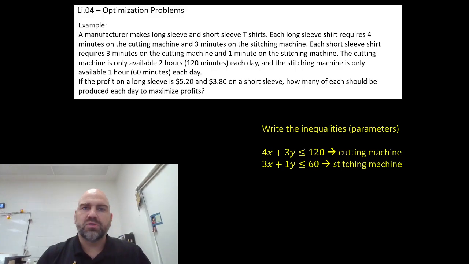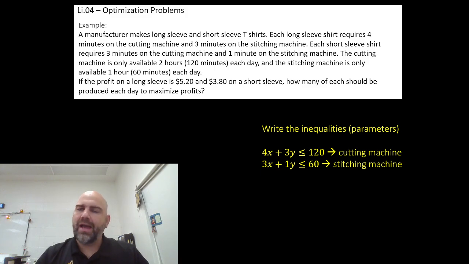And in there, we are going to do 3 times the number of long sleeve shirts and 1 times the number of short sleeve shirts. You don't need the 1. But that has to be less than or equal to 60 because it's only available for 60 minutes each day.